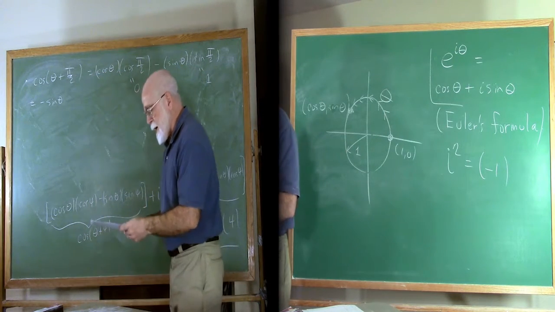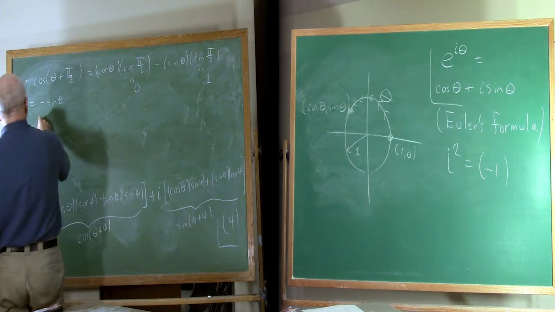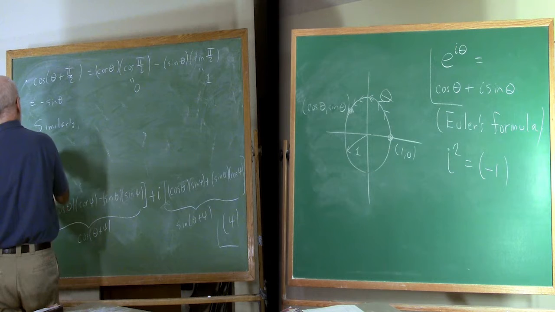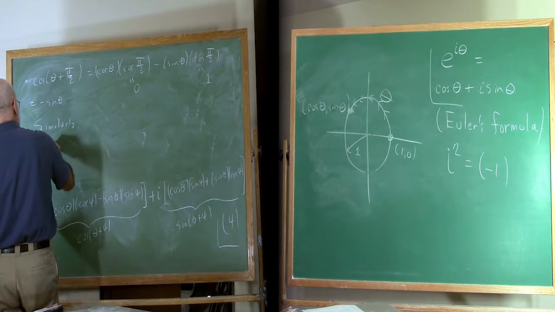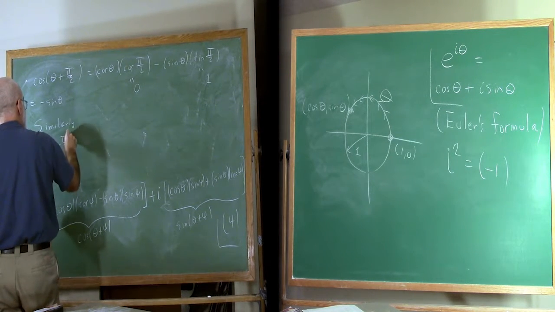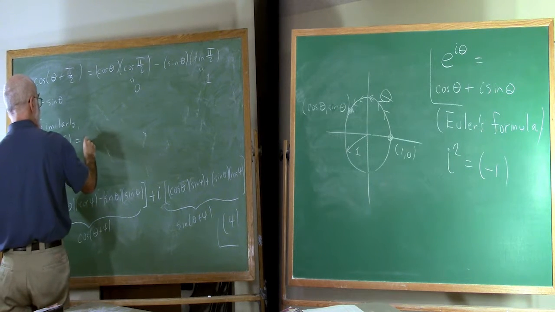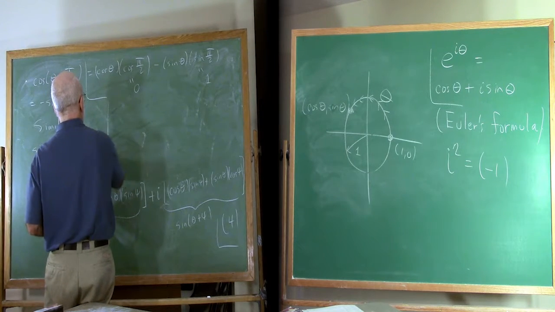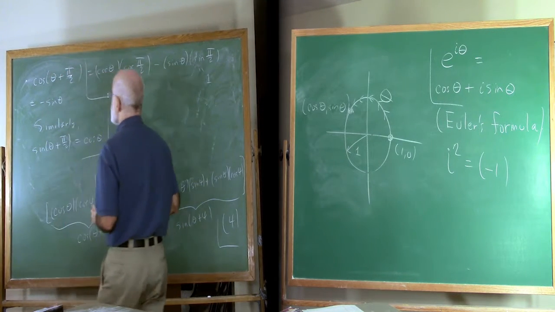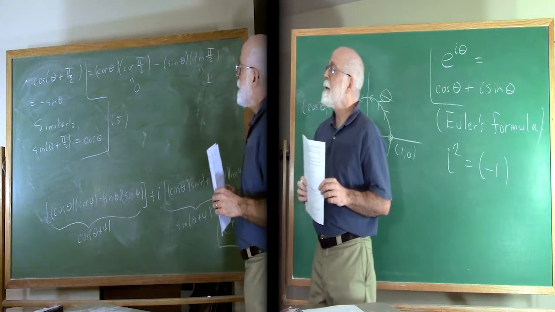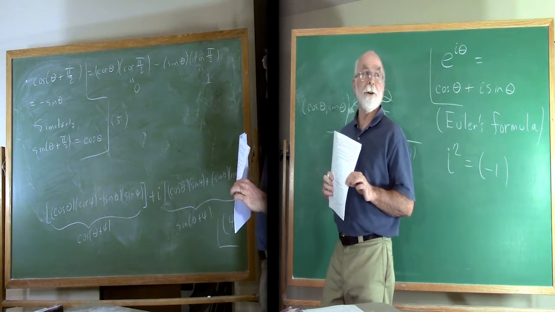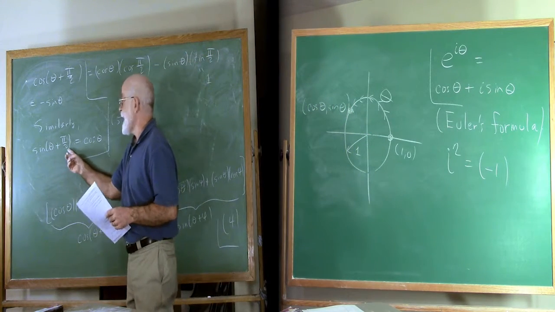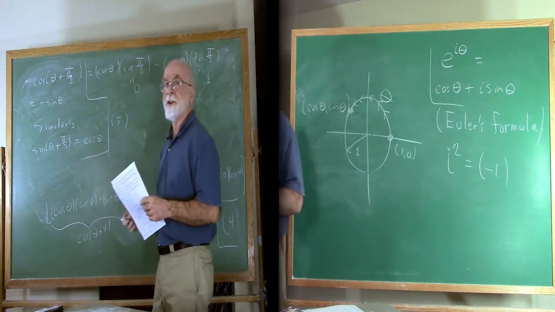A similar calculation that I'll leave to you, just say similarly, the sine of theta plus pi over 2 turns out to be the cosine of theta. Let's call this formula 5. It seems peculiar that sine and cosine are so closely related. We just shifted the angle a little, sine changed to cosine.